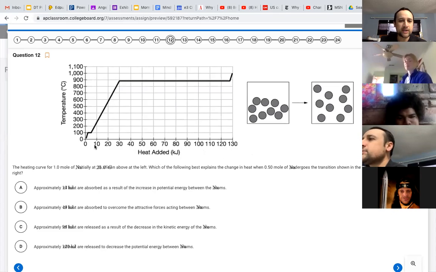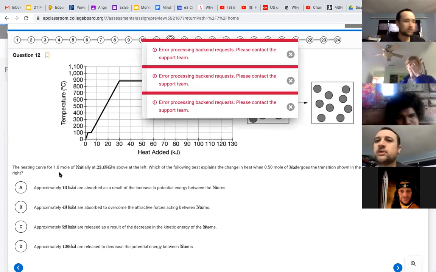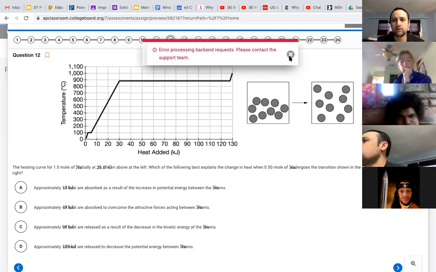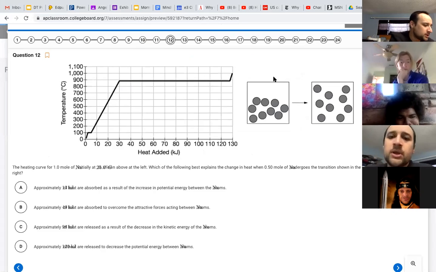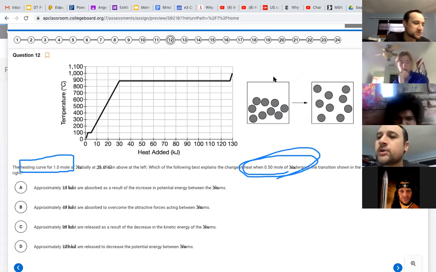So what you have to understand is this is the heating curve. This is how they trick you here. Okay, can you guys hear me? Yeah. Okay, this is how they trick you. They go, 1 mole, this is the heating curve for 1 mole. The heating curve for 1 mole. And they ask you what happens when half a mole undergoes this transition.